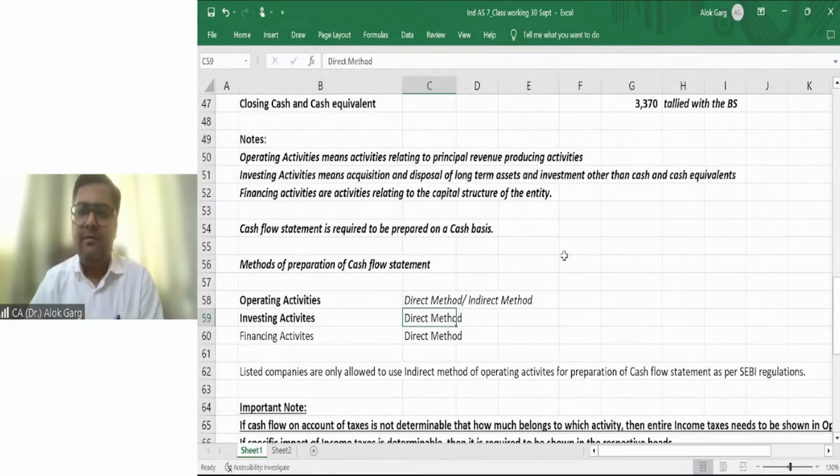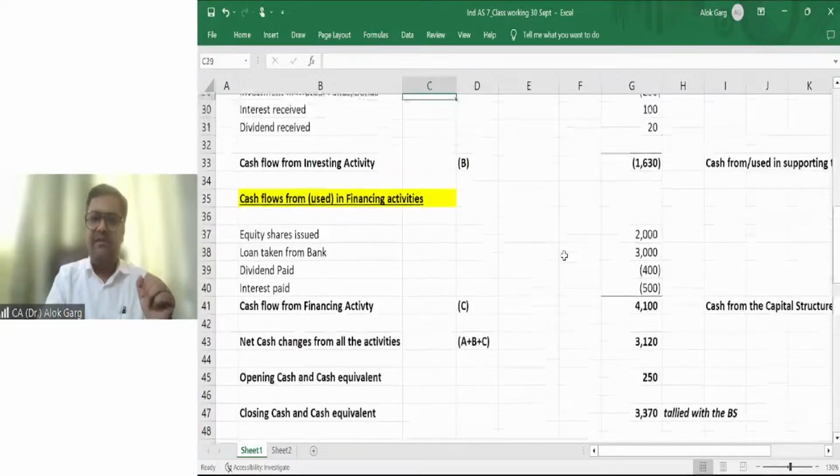If you have purchased fixed asset on a credit basis, you are not required to show the purchase of fixed asset in investing activity. Why? Because there is no cash which has gone out. So your investing activity will always be on a direct method, means the direct cash which has gone out, the direct cash which is coming in. So net. Okay. So that's why you will not see any adjustment in your investing activity and financing activity. Have you seen any adjustment in investing and financing?